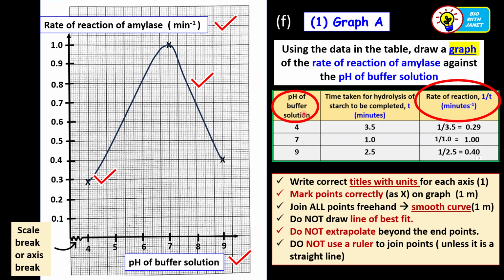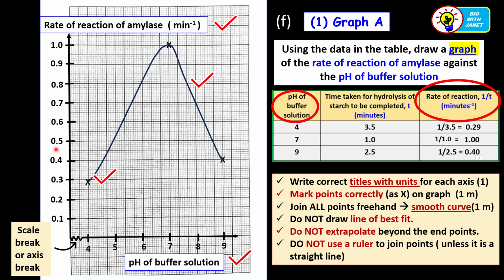Next, for the points, you transfer or plot the points correctly. For pH 4, the reading is 0.29, so somewhere here. And then for pH 7 is 1.00. And then lastly, for pH 9, it is 0.40. So it's here.